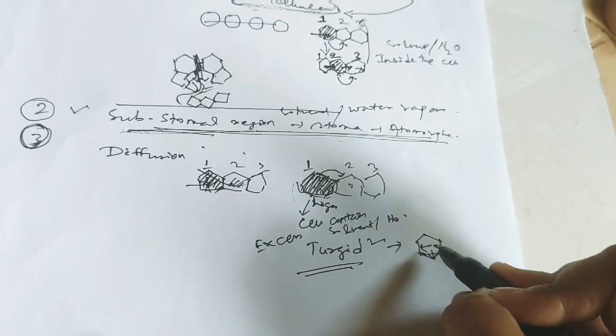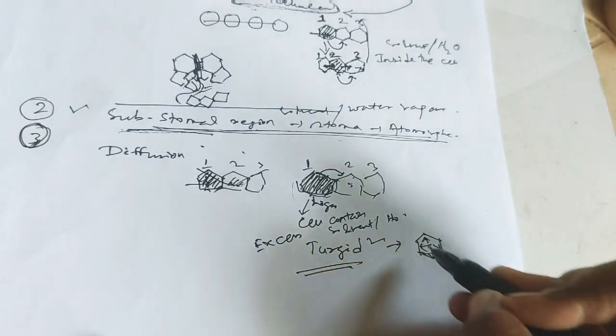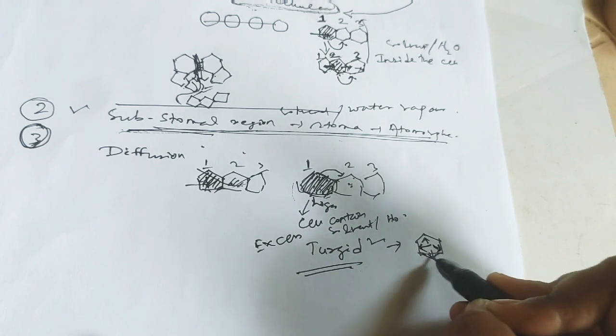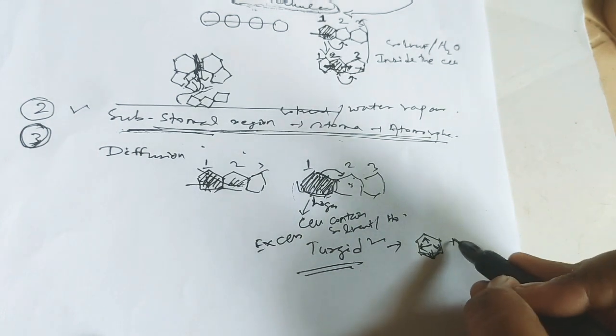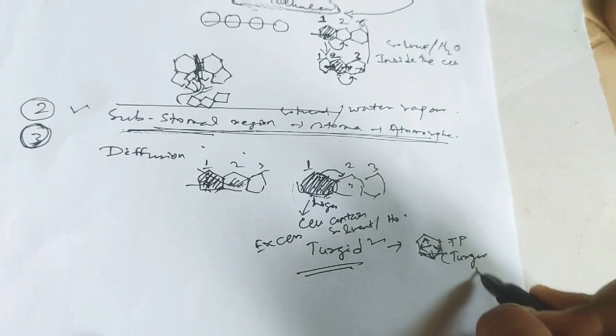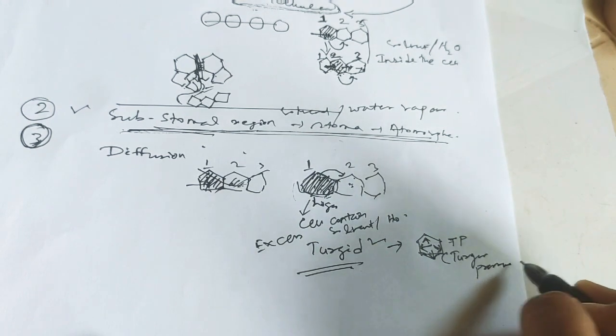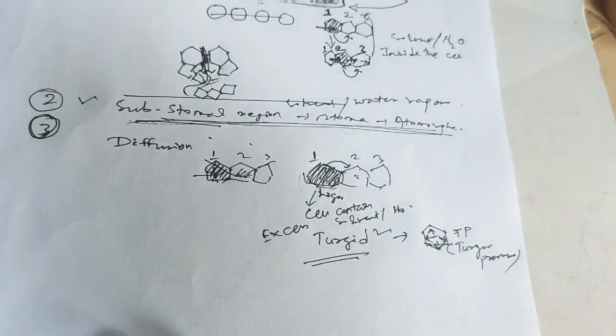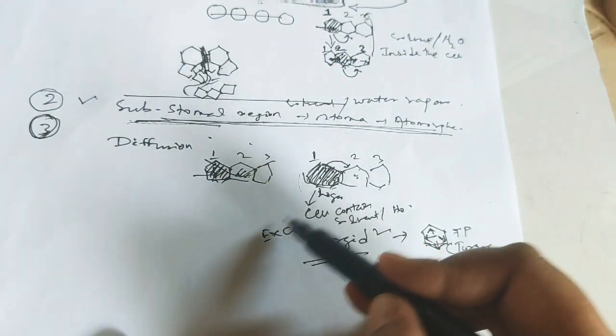It creates a pressure on the cell wall, and that is known as turgor pressure. Turgor pressure. Clear?